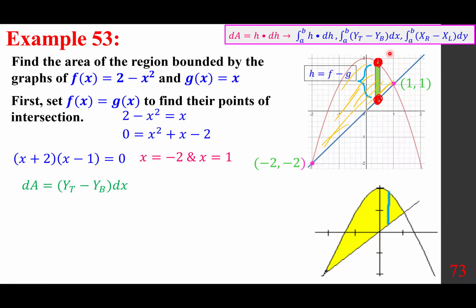Y of the top comes from the curve. So y of the top is this, minus y of the bottom is this. So 2 minus x squared minus x. Therefore, the region that we are interested in is the integral of this piece going from the x coordinate of their intersection, negative 2, to this x coordinate, positive 1.